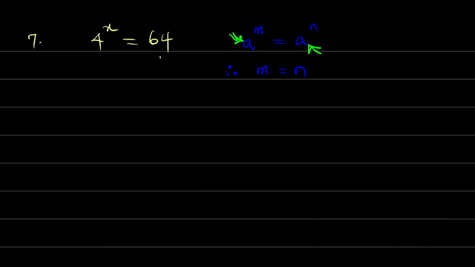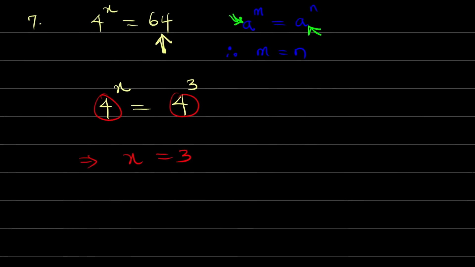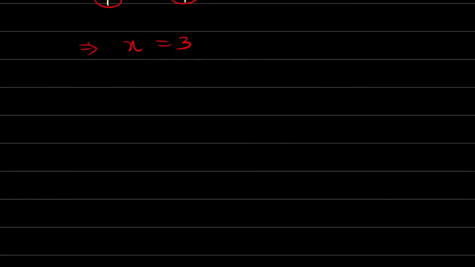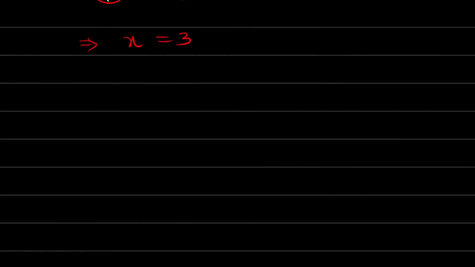What I mean by that is if we can find a way to break down 64 into 4 raised to power something, which is 3, and then equate it to 4 raised to power x, we can see clearly that 4 here is 4 here. What this means is that our x is equal to 3. This is how to solve this type of exponential equation. And without wasting much time, let's move on to question number 8.